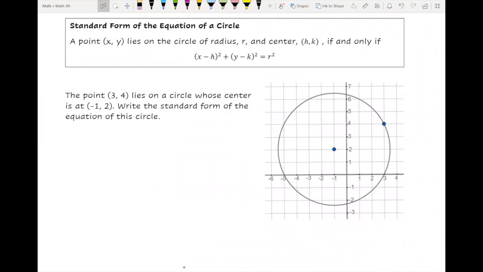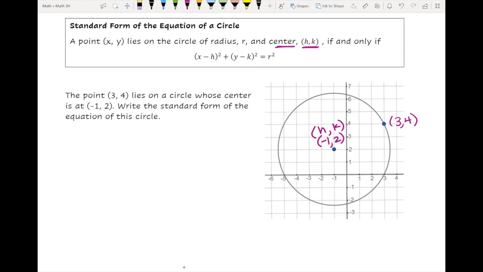All right, and our last topic here has to do with this circle. It says the standard form of the equation of a circle is that a point (x, y) lies on the circle of radius r and center (h, k) if and only if this equation is true. Lots of letters. Let's see what they're talking about here. (h, k) is the center, which for us is the point (-1, 2), which means that h is -1 and k is 2. We also see this other point on the circle. This is the point (3, 4), which is not really in this equation. I need to find the radius in this equation.